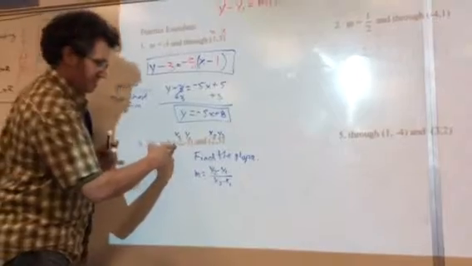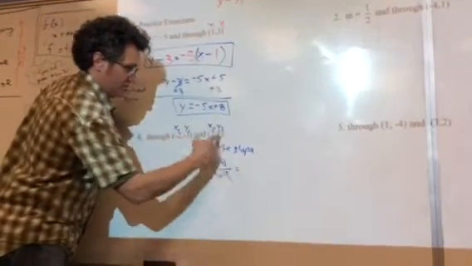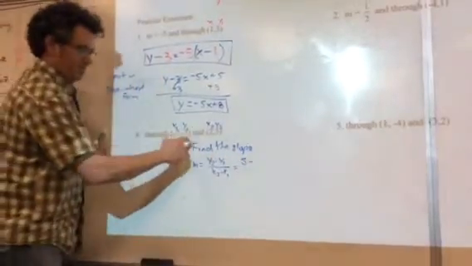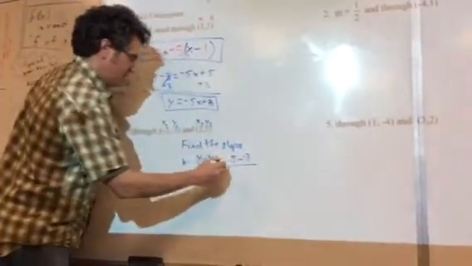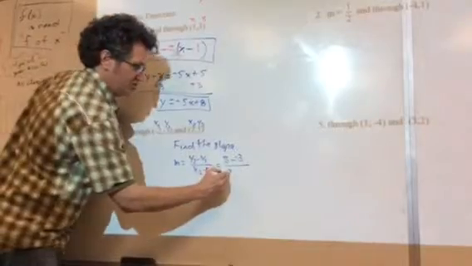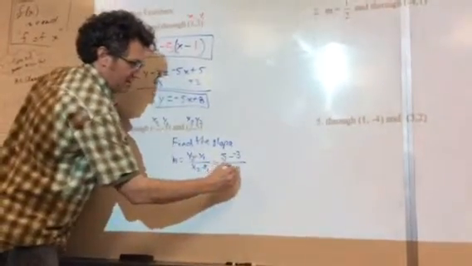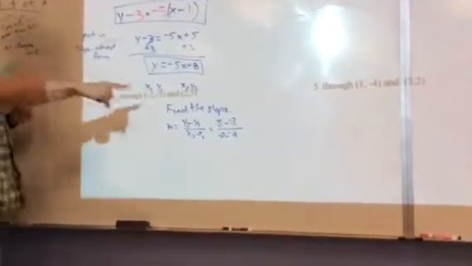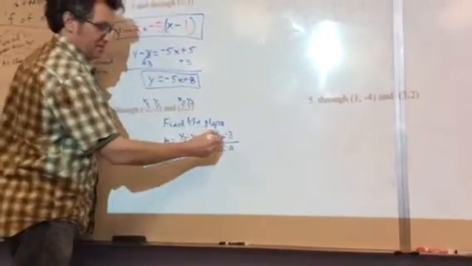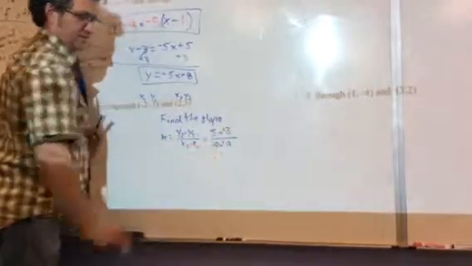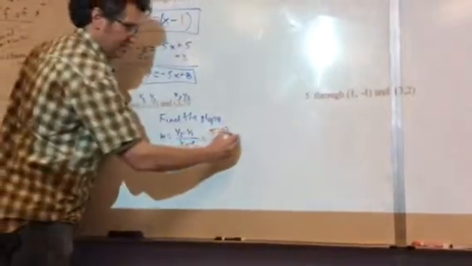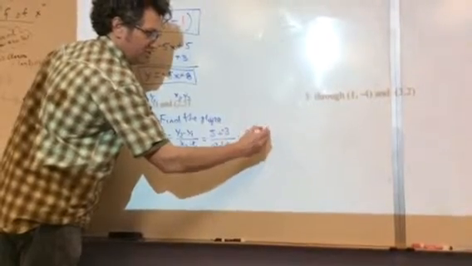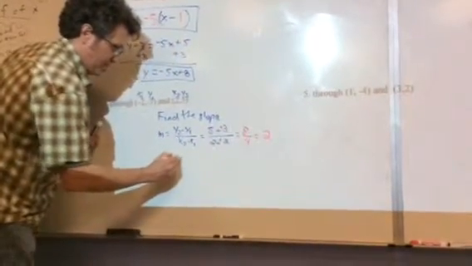So now when I plug this in, I'm going to get 5 minus negative 3 over 2 minus negative 2. Now, the first thing you need to do every time you see minus and negative is make it plus a positive. So this equals 8 over 4, which equals 2. So the slope is 2. M equals 2.